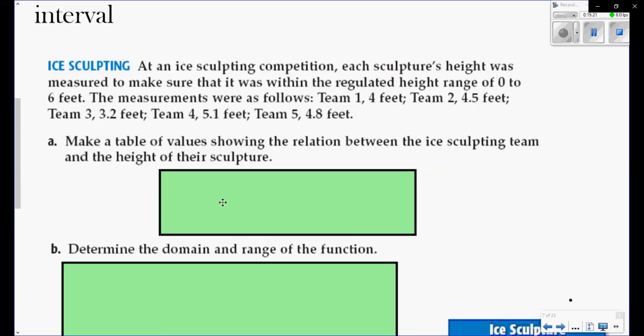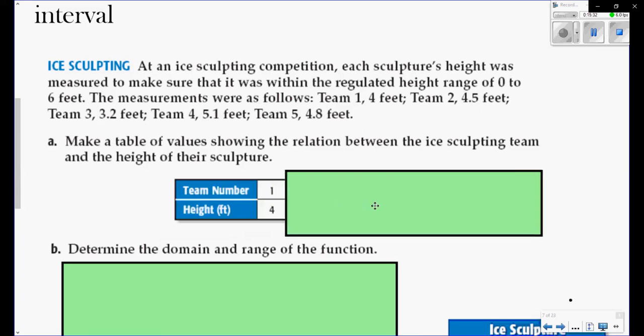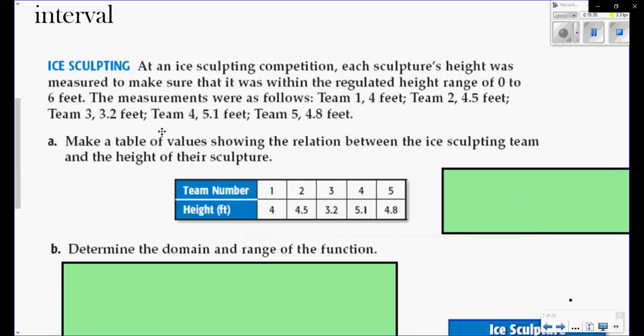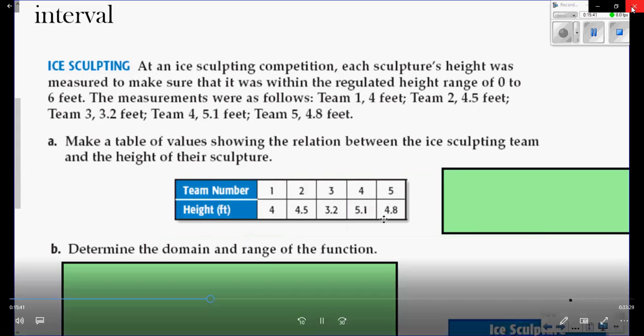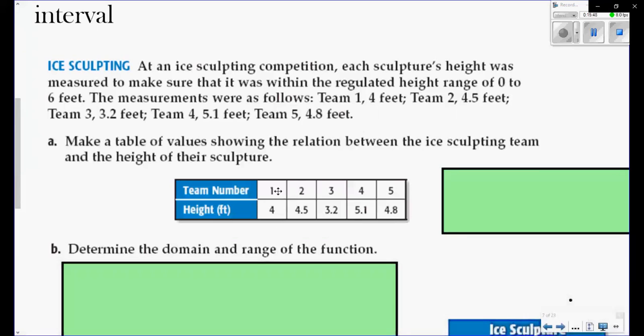The first thing was to make a table showing the relation between the ice sculpting team and the height of their sculpture. So the first one is a table. You label each team, you have your X's and your Y's, you label the team numbers, and then their height for their sculpture. Make sure that each X matches up with its Y.